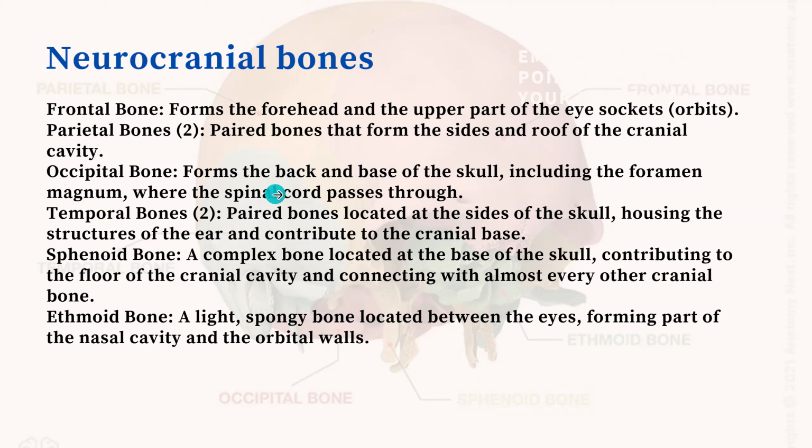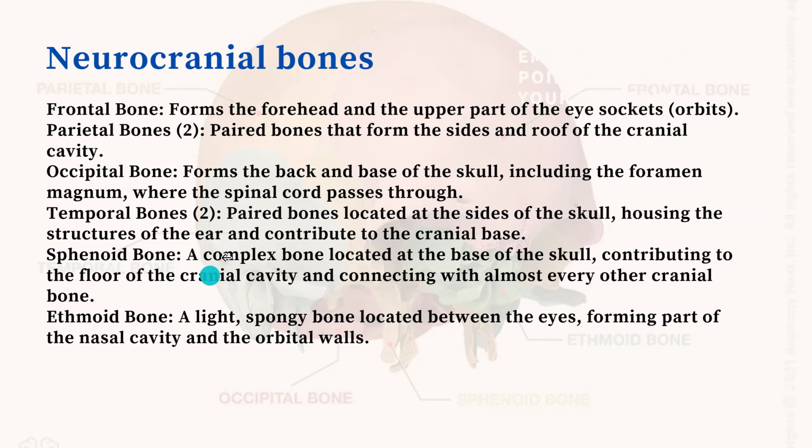Occipital bone forms the back and base of the skull, including the foramen magnum. The foramen magnum is one of the most important structures located in the occipital bone, because through the foramen magnum, the spinal cord passes. I think all of you know what the spinal cord is.